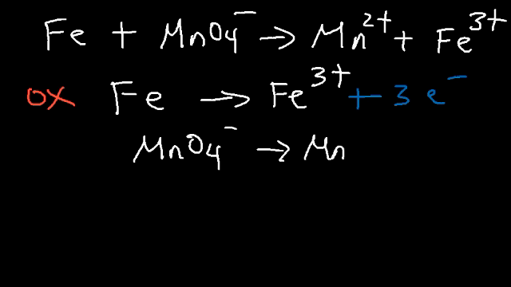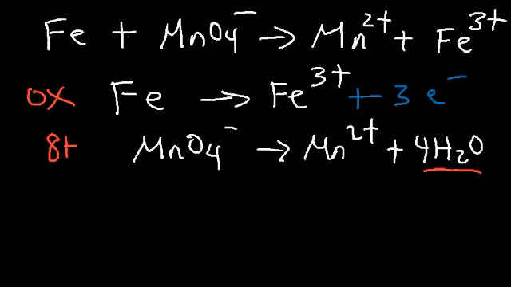Let's balance it under acidic conditions. So we have 4 oxygen atoms on the left side, so we need to add 4 water molecules on the right side so that the number of oxygen atoms are balanced. Next, let's balance the hydrogen atoms. So we have 8 hydrogen atoms on the right side, so we need to add 8 to the left side.